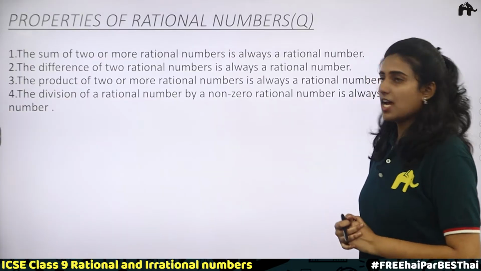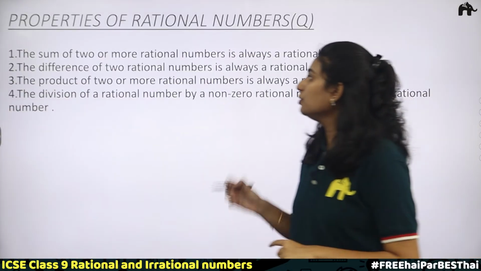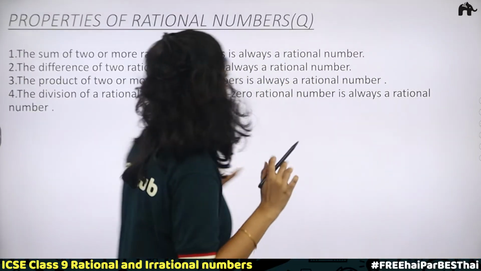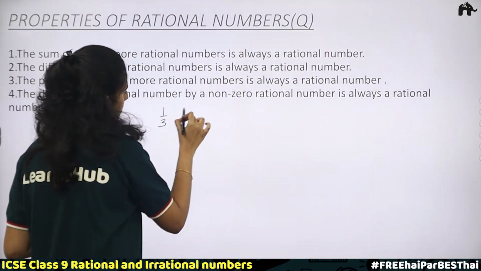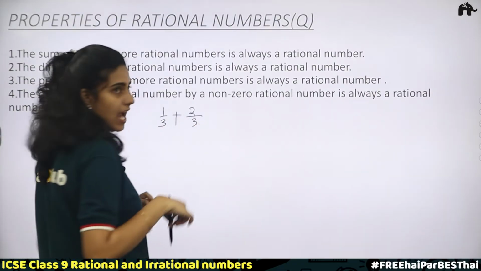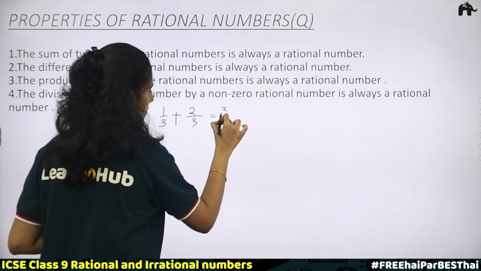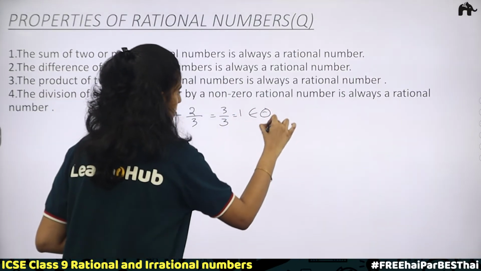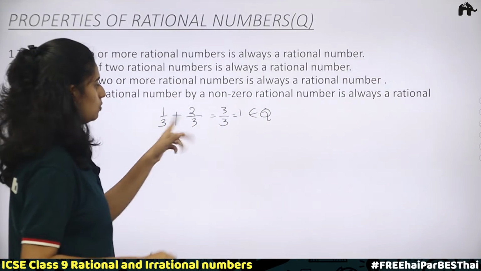Next, properties of rational numbers. First one, the sum of two or more rational numbers is always a rational number. If you take two rational numbers, 1 by 3 is a rational number, 2 by 3 is a rational number. When you take the sum, when you add them, you will be getting 3 by 3, which is equal to 1, which is again a rational number. So 1 by 3 is rational, 2 by 3 is rational.